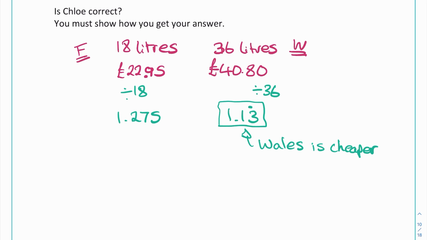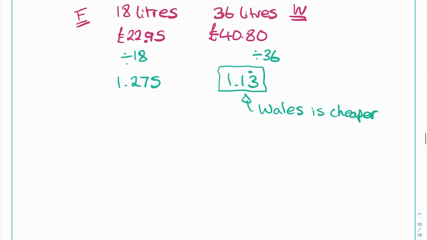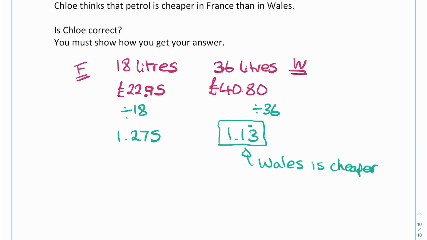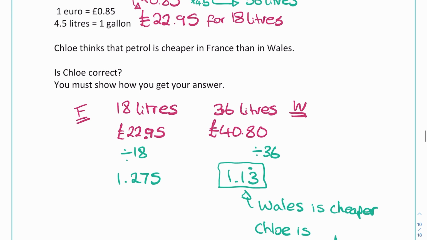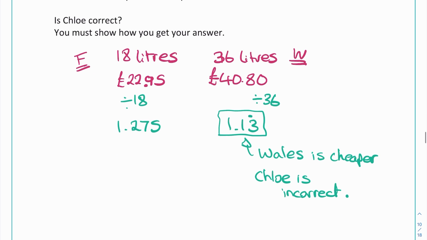And I just need to make sure that I actually answer the question. Chloe thinks that petrol is cheaper in France than in Wales. Is Chloe correct? You must show how you get your answer. So Wales is cheaper. Chloe said that she thought it was cheaper in France. So we would say Wales is cheaper. Chloe is incorrect. And there we go, there's our final answer. So not a very nice question there, but of course you just need to make sure everything is in the same units and then apply your best value method. Quite a tricky one though.